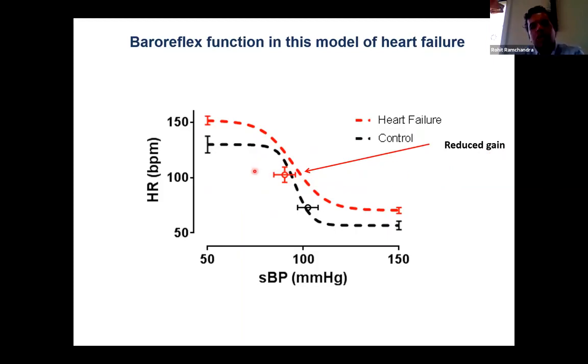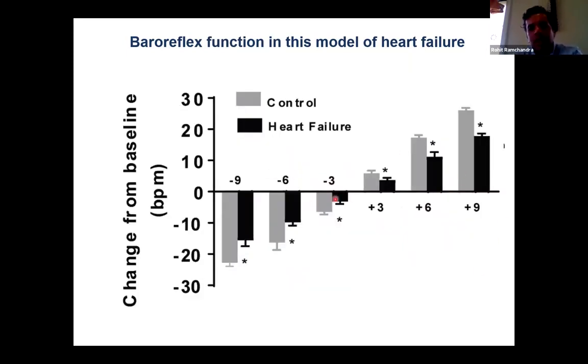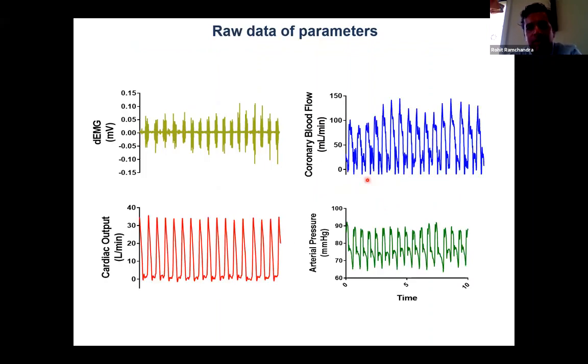In other words, changes in arterial pressure don't affect heart rate as much, and you have a reduced, lower plateau. We can view this a different way. Effectively, you're sitting at your control level of blood pressure. As you increase pressure by 3 or 6 millimeters of mercury, in the control animals you've got a certain change in heart rate. That change in heart rate is diminished in the heart failure animals, whether you increase or decrease blood pressure. So again, this is a different way of highlighting the previous scenario, just to reiterate that you do see an impaired baroreflex function in these animals.